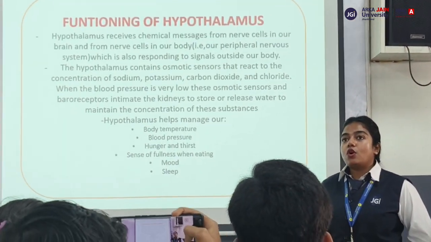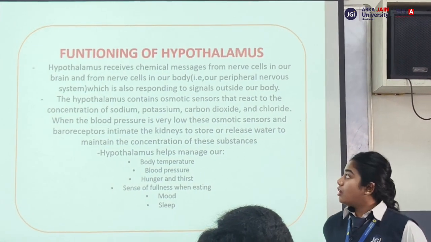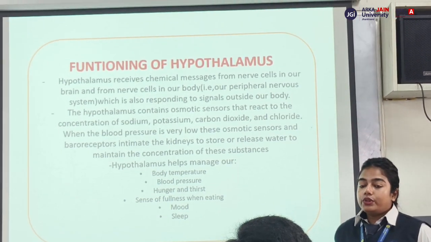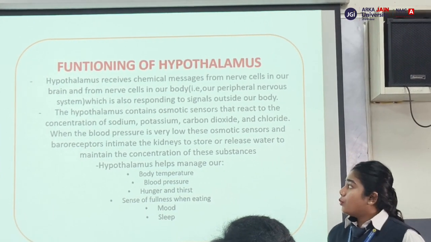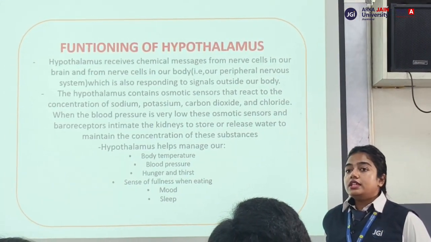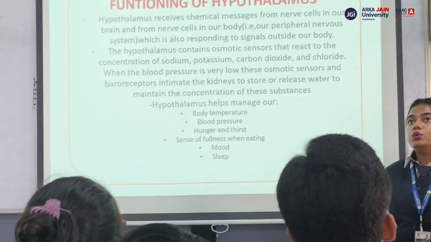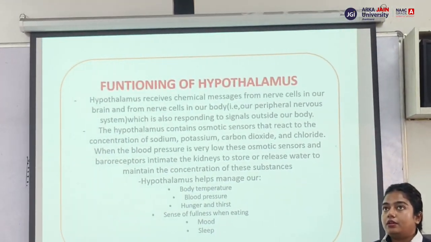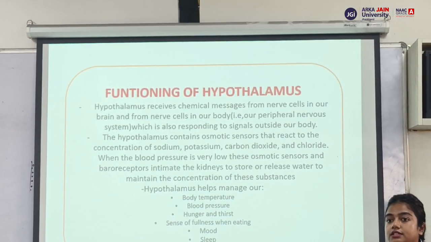The hypothalamus contains osmotic receptors that react to the concentration of sodium, potassium, carbon dioxide, and chloride. When the blood pressure is very low, these osmotic sensors and baroreceptors intimate the kidney to release or store water and maintain the concentration of these substances.